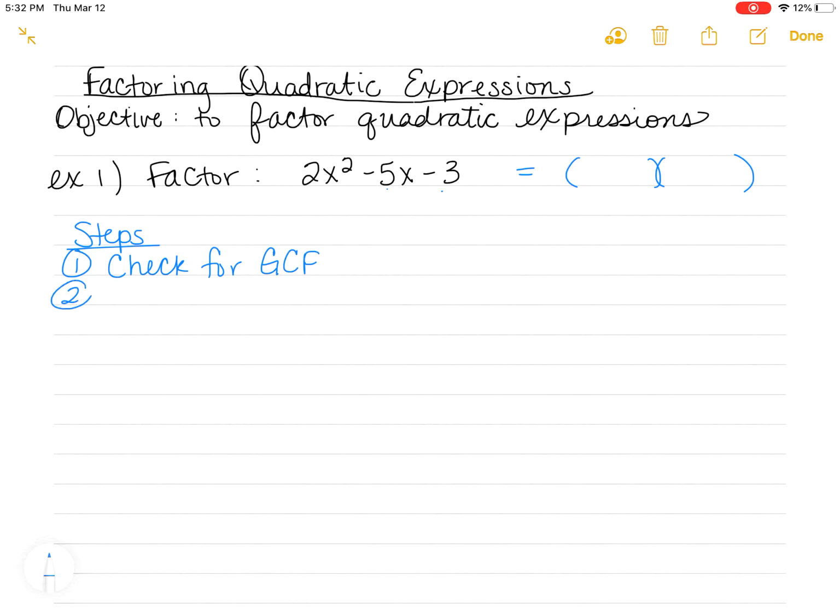All right. The second thing that you're going to do is you're going to multiply a and c, and that's from the standard form ax squared plus bx plus c. Okay, it has to be in this form in order to factor, so that way you're not mixing up your pieces. So always make sure your equation's in standard form. All right, so we're going to multiply a and c. So in this case, a is 2, c is -3. So 2 times -3 is -6.